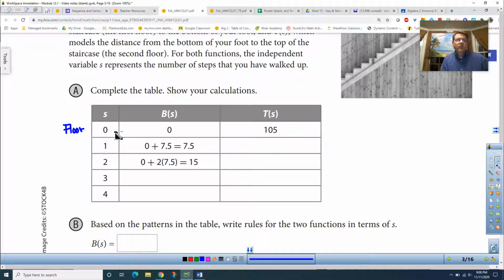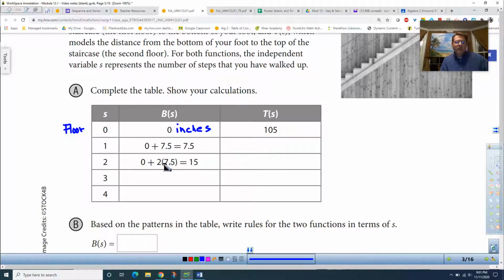So that's the floor, and it is step 0, and it's 0 inches off the ground. Then after you jump on step 1, now you're going to be 7.5 inches off the ground, because you're going to take 0 plus 7.5.